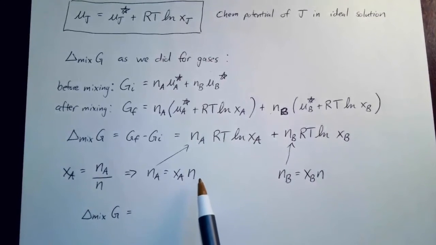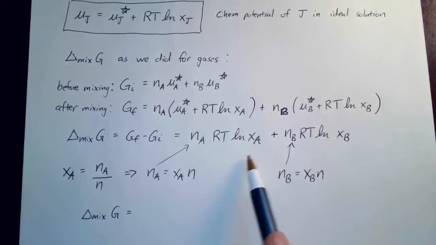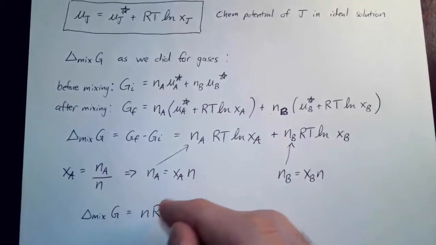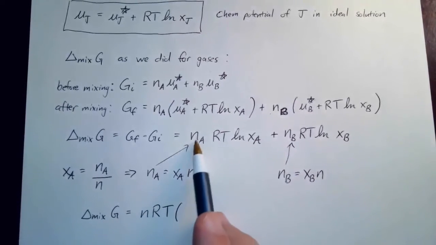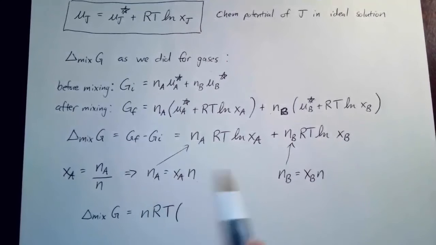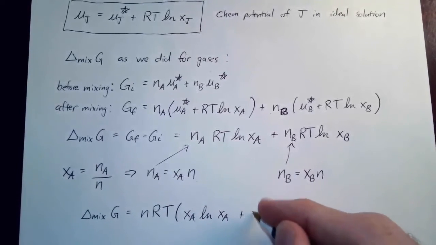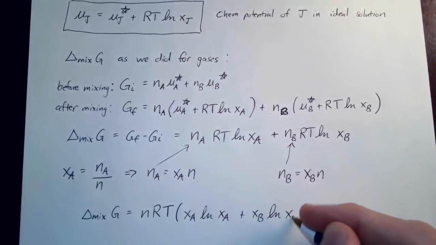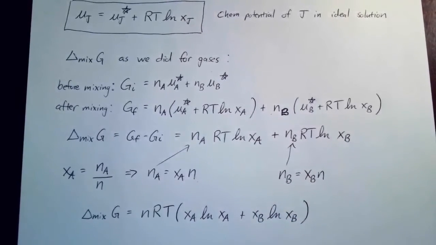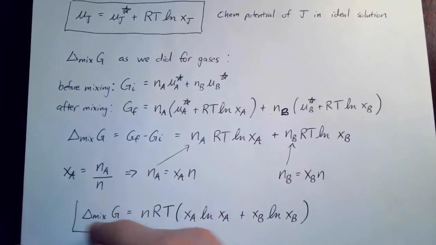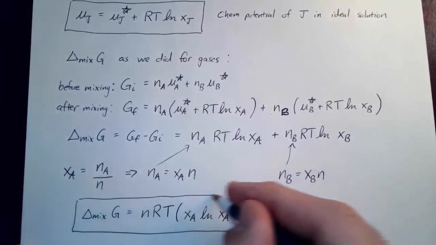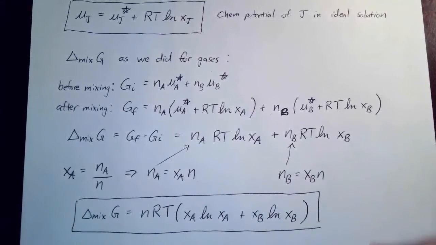And you see when I do that, I'm going to have an n component in each term as well as an RT. So I'm going to go ahead and factor that out right now. So I get nRT times XA ln XA plus XB ln XB. And so this is the Gibbs energy of mixing for an ideal solution.